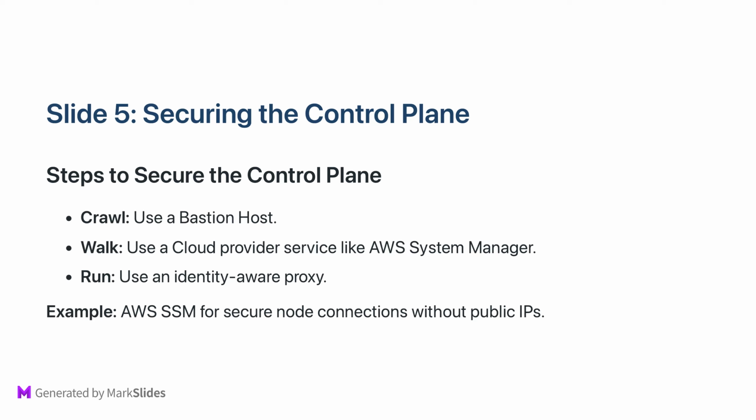Securing the control plane is essential for protecting the management and operational aspects of your cloud infrastructure. Here's a simplified approach to doing this by breaking it down into 3 phases: crawl, walk, and run.